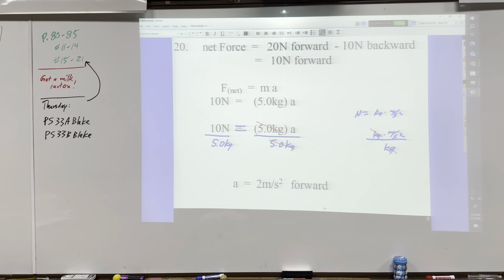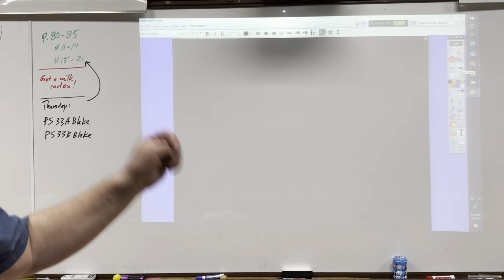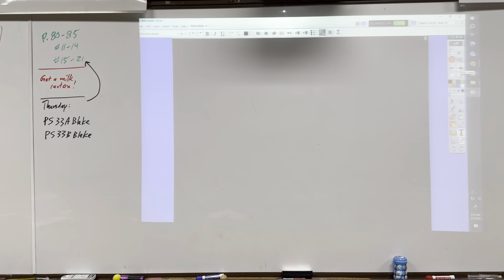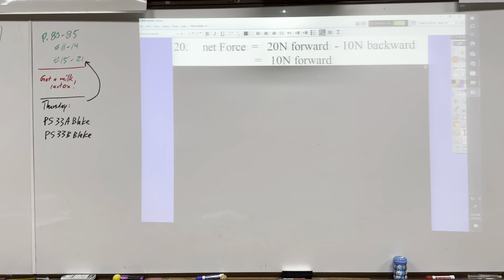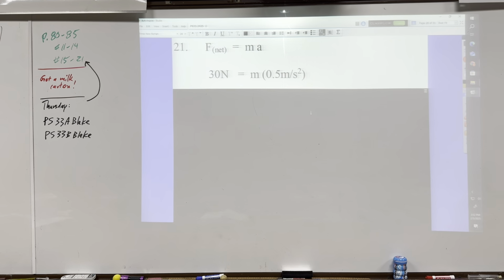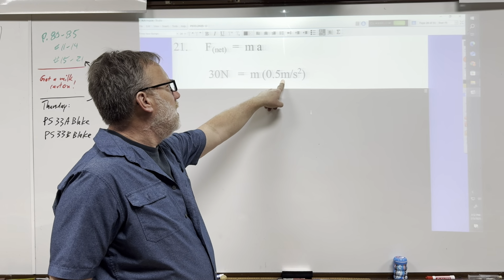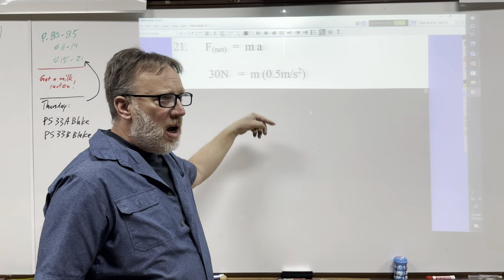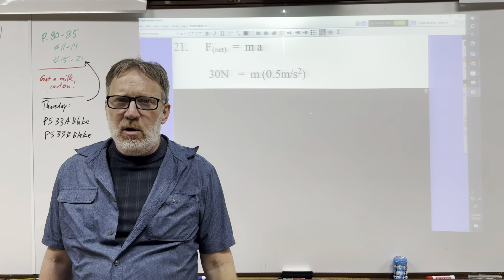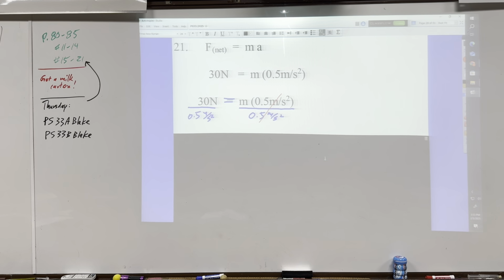Last question, 21. You push yourself on a skateboard with a force of 30 newtons east and accelerate 0.5 meters per second squared east. Find the mass of the skateboard if your mass is 58. Okay, so on this one, what you have to do is put the numbers in. You find 30 newtons is the force, and 0.5 meters per second squared is the acceleration. When you solve this for mass, you're going to divide 30 by 1/2. What do you get when you divide 30 by 1/2?